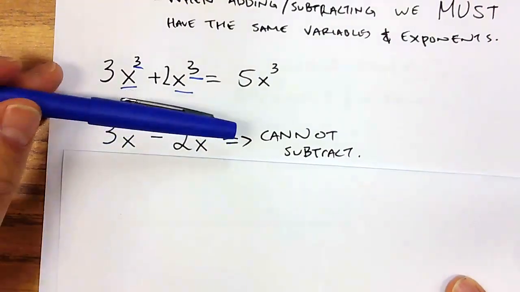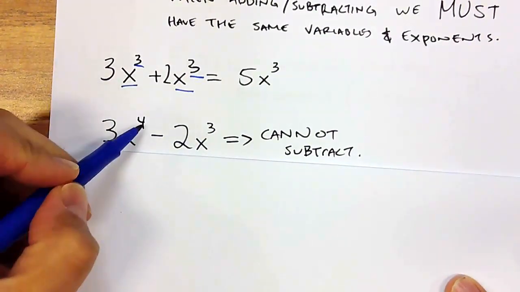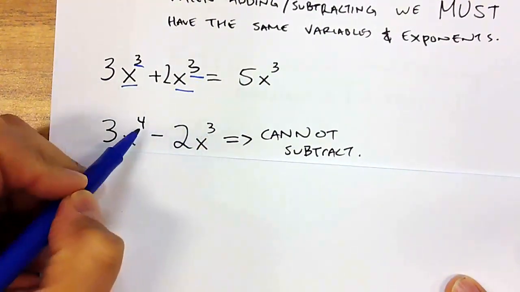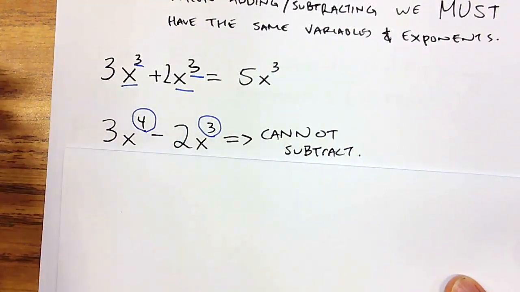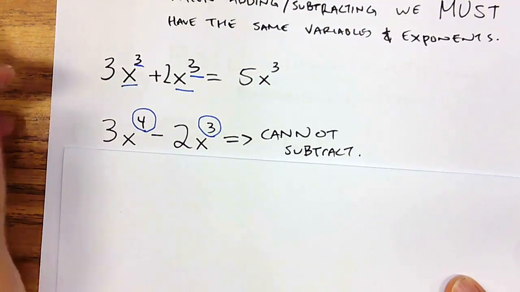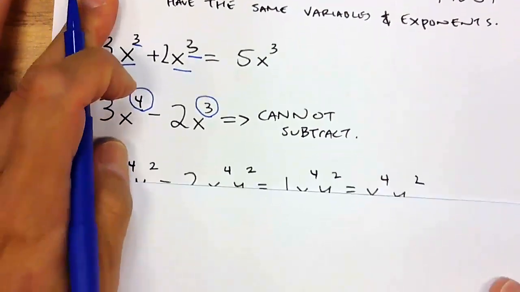Here we cannot subtract them, 3x to the fourth minus 2x to the third, because we do not have the same variables or the same exponents. We have the same variable x, but we do not have the same exponents. So we cannot subtract them.